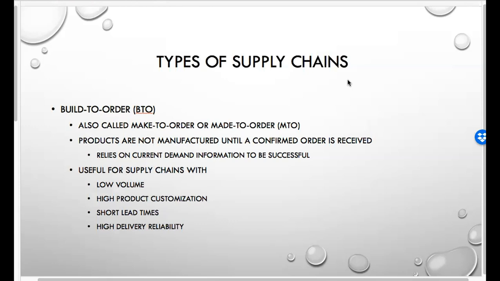But without a transporter of some sort, you're not going to have a true instant pull system. So you're going to have to do things like we said before, have some kind of safety stocks or things like that in order to mitigate some of this. So it relies on current demand information to be successful.